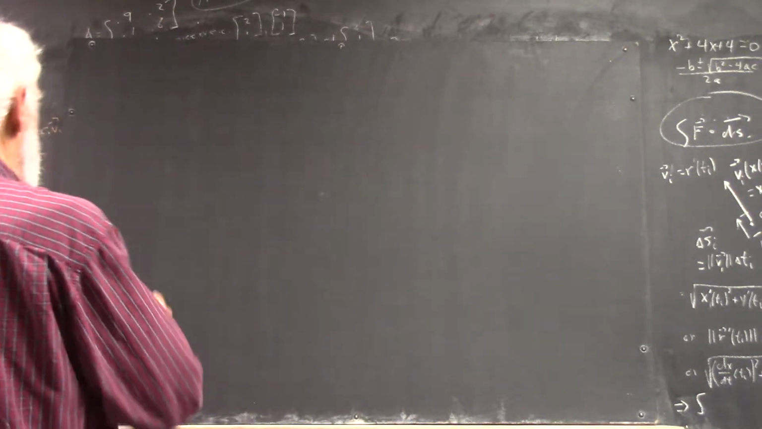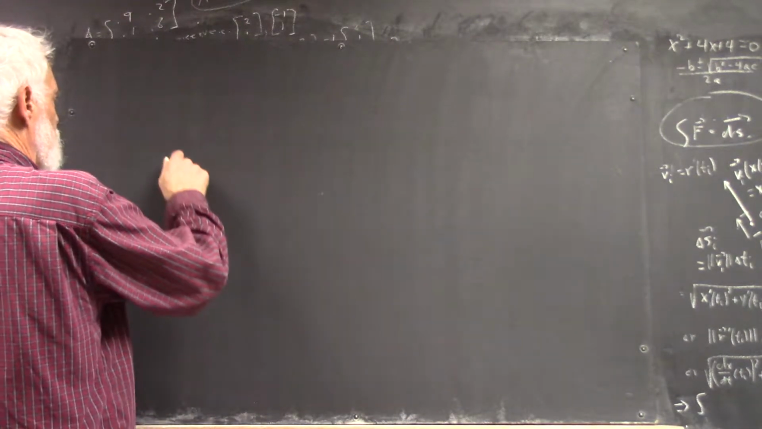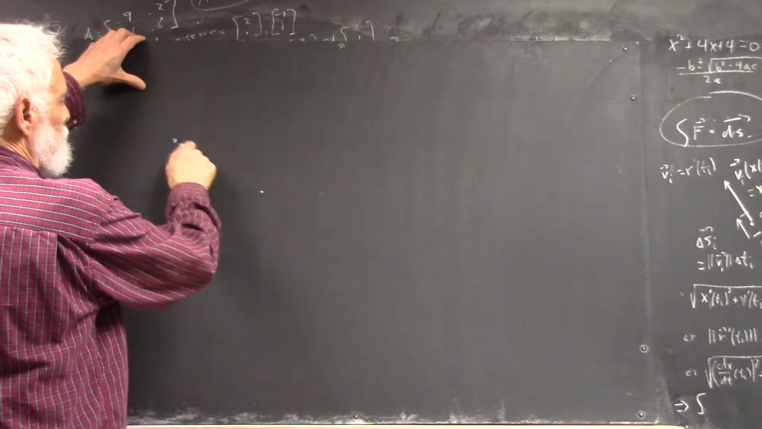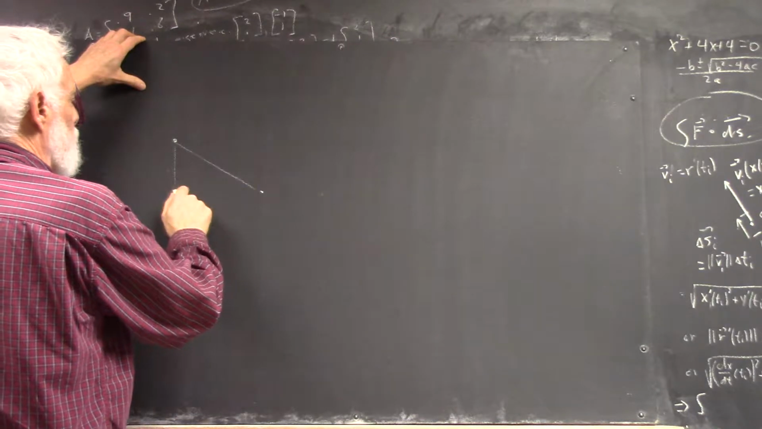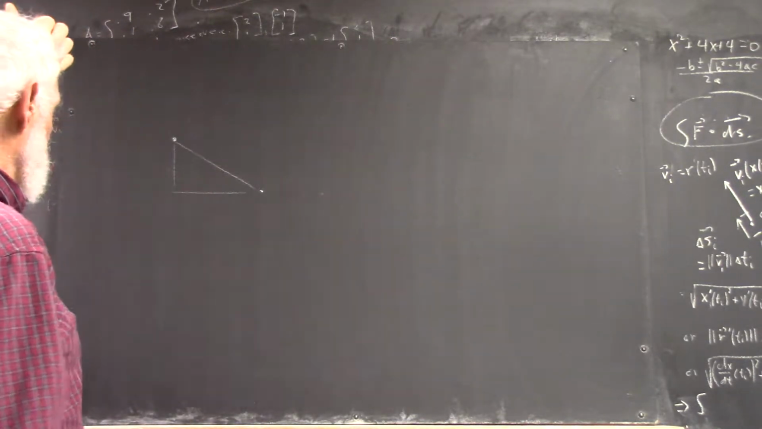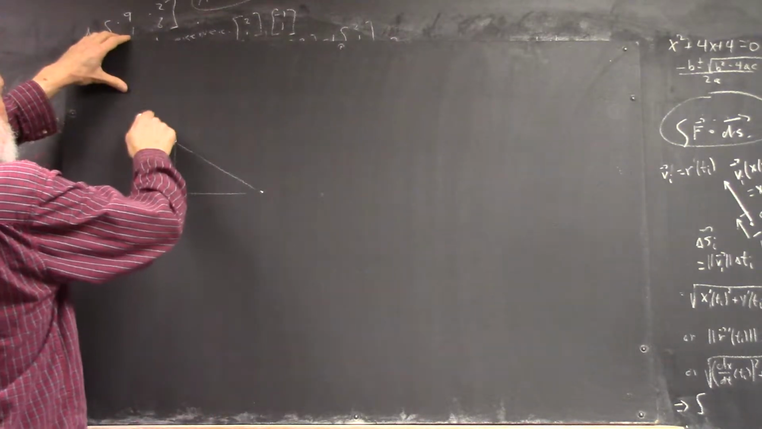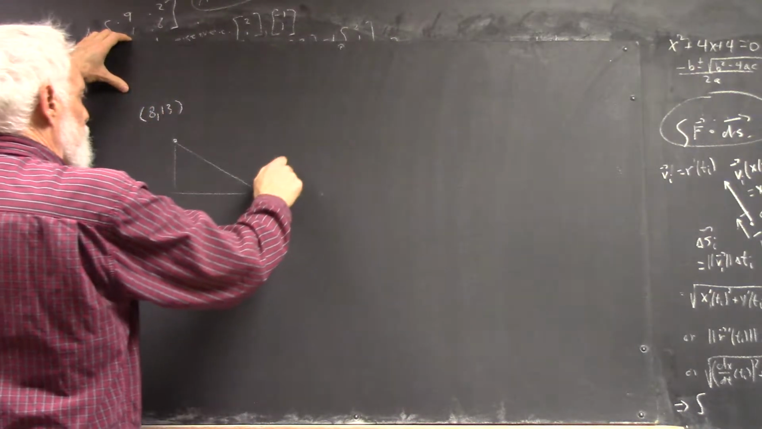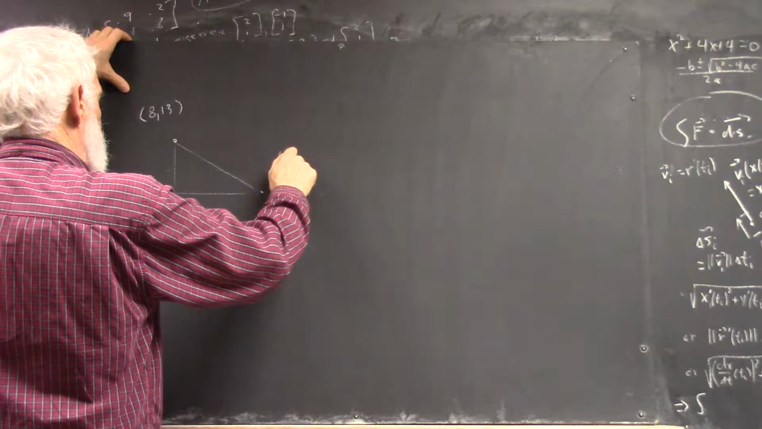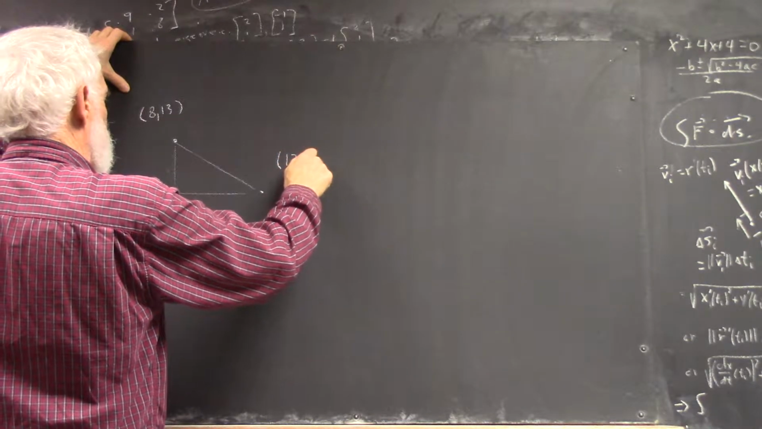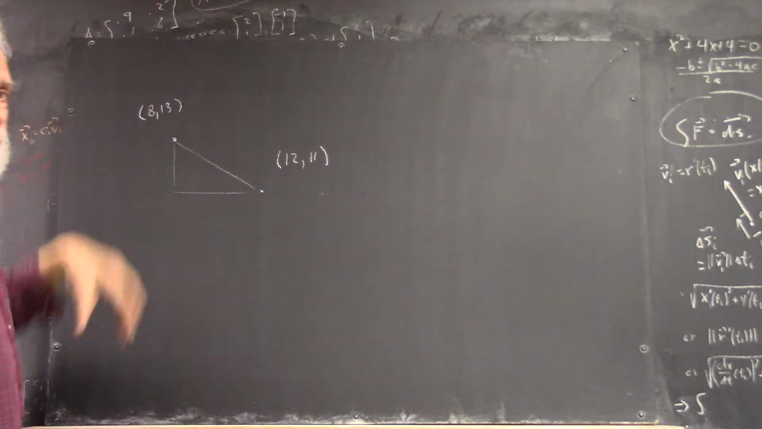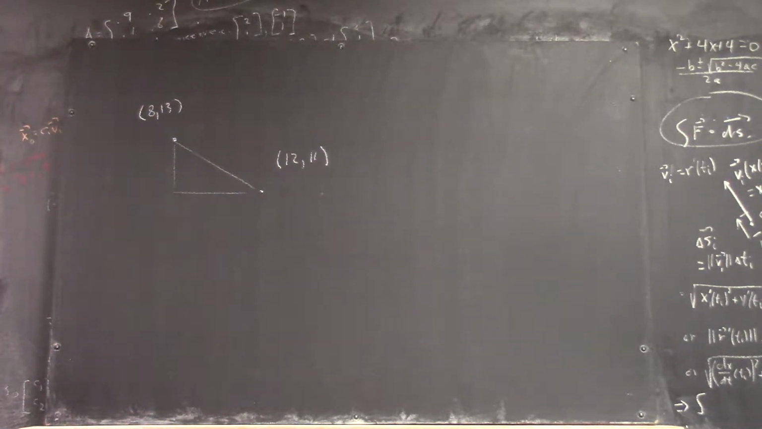Okay. Now let's say on one graph or another we have two points, fundamental triangle between them. And this point is, let's say, 8, 13, and this point is 12, 11. Okay? What are the legs of that triangle? What's the rise and what's the run?